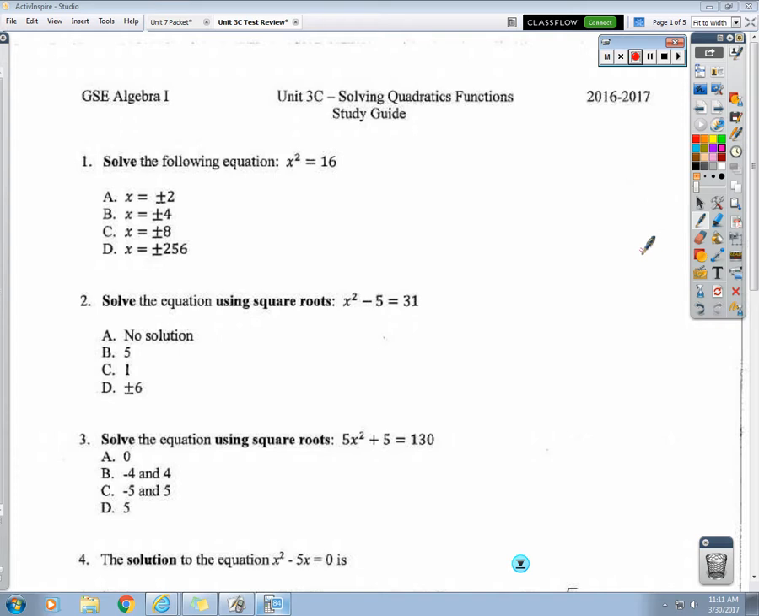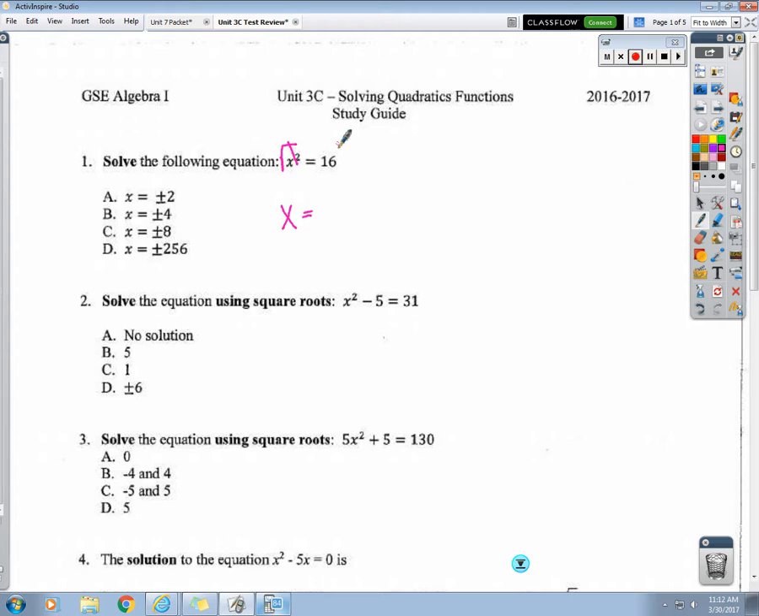Alright, number 1. Solve the following equation. X squared equals 16. Don't try to get fancy with this one. If there's just one x in the whole problem, your goal is to just get x by itself. And like Benny said, to cancel out this power of 2, you would square root it. And it will cancel out that power of 2, making x by itself.